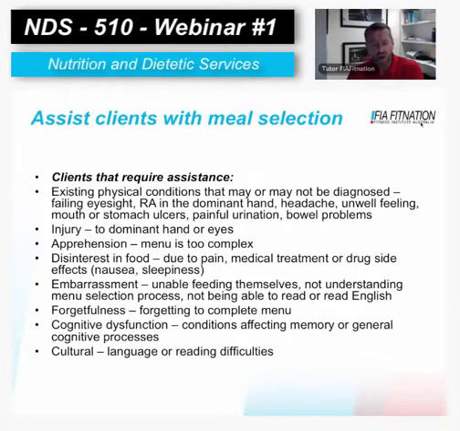Cultural factors as well there, language or reading difficulties. If you can get the meal plan translated into the language of the individual, obviously that is going to be your ideal scenario.